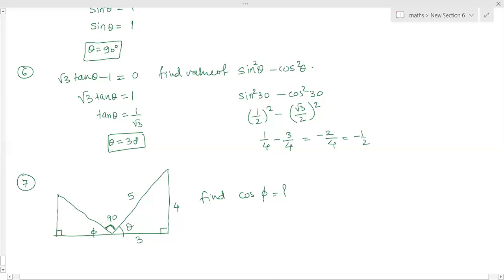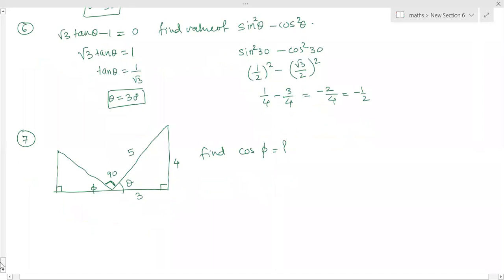Ma'am, can we join those two lines? This line is not needed. What is the value of theta plus phi? 180. No, 180 minus 90, sorry. What is the sum of theta plus phi? 90. That means these two are complementary angles. So the value of phi is 90 minus theta.